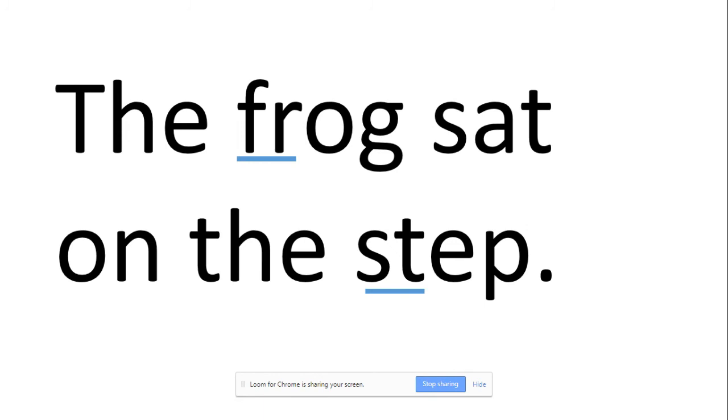Now we're going to move on, and this sentence has some more consonant clusters, but not the one that we focus on today. So we've got fr here and st. You might remember them from the flashcards that we looked at earlier. So let's have a go at reading this sentence. The frog sat on the step. Let's read that sentence back. The frog sat on the step.